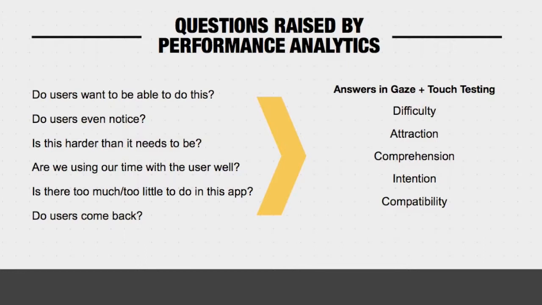As you know, in mobile apps, if you start out to do something and it becomes too tedious or lengthy a process, abandonment occurs, and that is difficulty or comprehension affecting the completion of key mobile behaviors. Are we using our time well with the user?